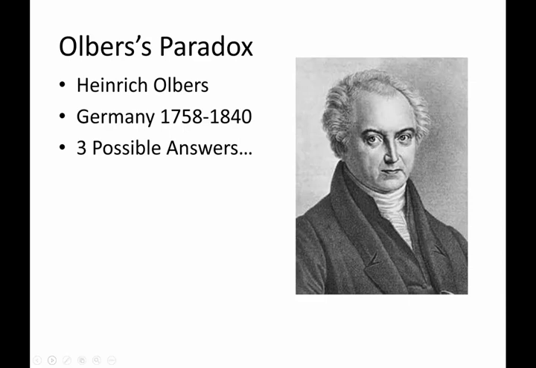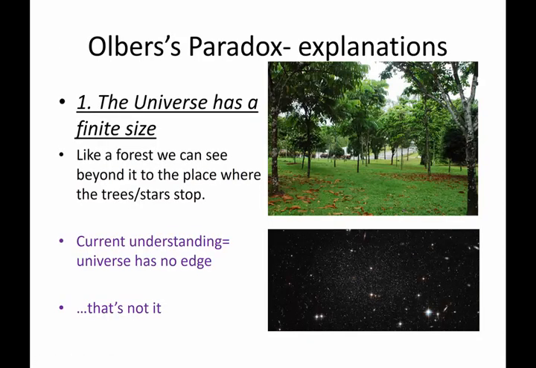Now, one of the fellows who was trying to explain or understand this why-the-sky-is-dark thing was Heinrich Olbers. And Olbers lived in the late 1700s, early 1800s in Germany. And he said there are three possible answers to why the night sky is dark. Answer number one is this. The universe has a finite size. So if the universe is not infinite in size, if it has a definite size to it, we can see beyond the forest to what lies behind it.